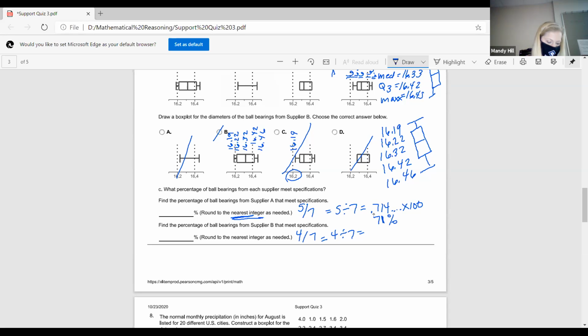Okay, 4 divided by 7 is 0.571... So the 1 would not force us to round up, so it would just be 57%. So 71% and 57%.